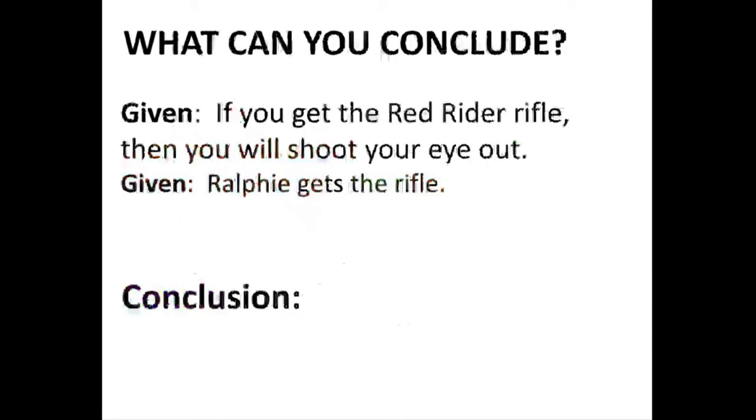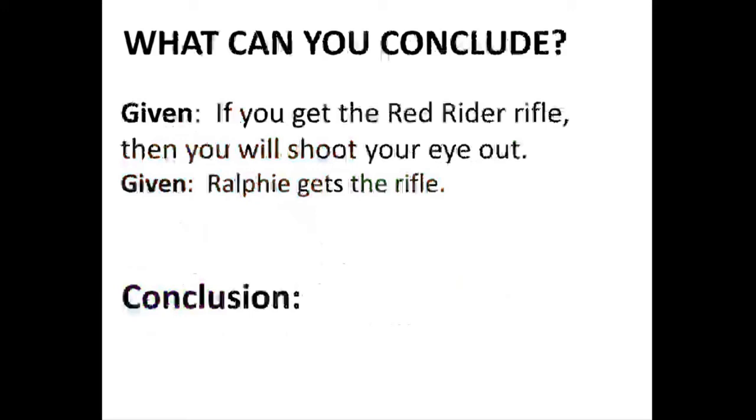So, if you get the Red Ryder rifle, by the way, if you've ever seen A Christmas Story, that's where this conditional comes from. If you get the Red Ryder rifle, then you will shoot your eye out. In another given statement, Ralphie gets the rifle. Okay? Well, we're going to consider that both of these statements are true. We're going to consider them to be facts. And then we're going to see if we can reach a logical conclusion based on these facts.